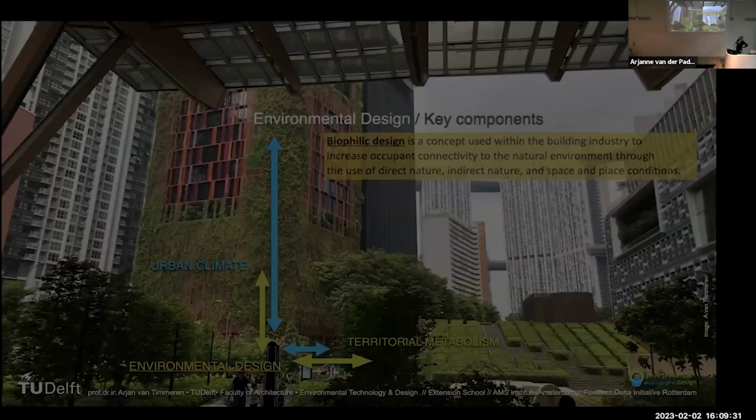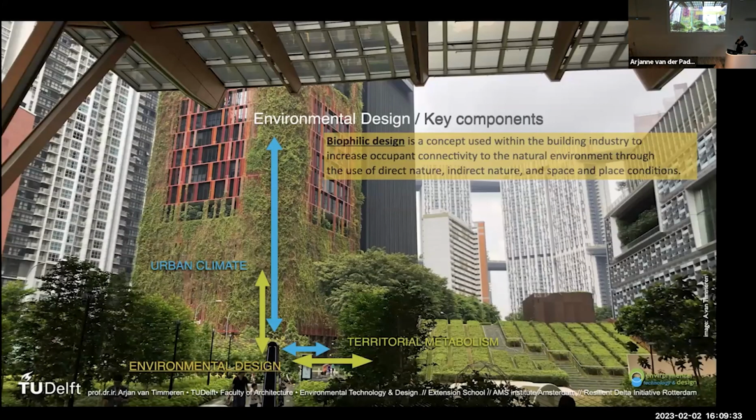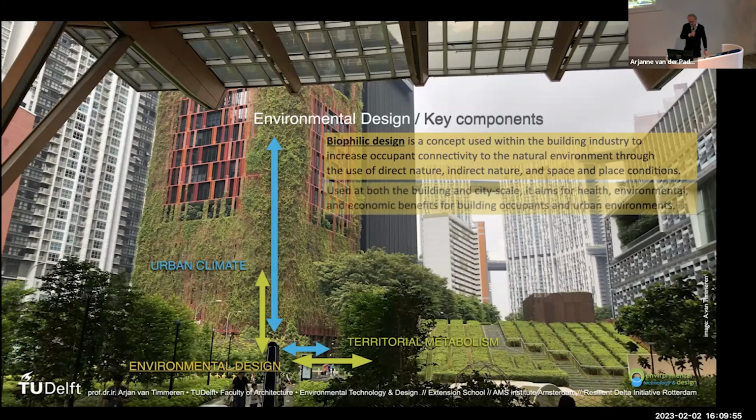So we do so from a perspective of biophilic design. The most important aspect of biophilic design is the use of direct nature and indirect nature, but also space and place conditions. Those are the key concepts. It's about reciprocity between people and nature. And, like I said, a multi-scalar perspective.